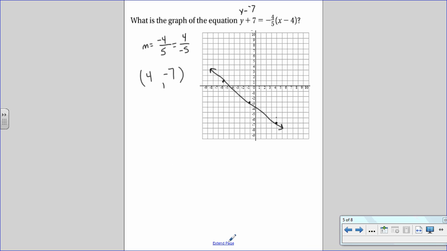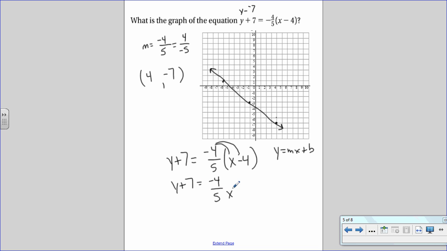So we're going to take this equation and we're going to distribute. Remember, slope-intercept form just means that we have to get y by itself, right? We want to get our y all by itself. So if I distribute, I get negative 4/5 times x. And we have negative 4/5 times negative 4. What does that turn into? Well, that turns into a positive 16 over 5.